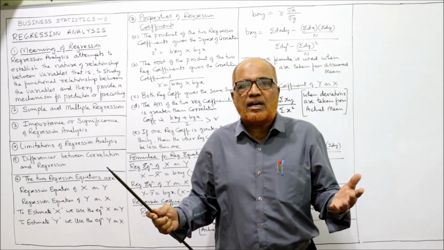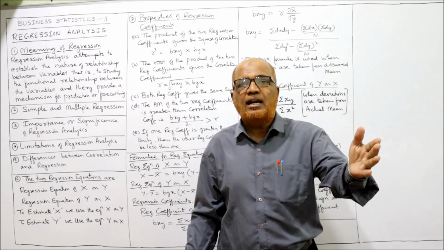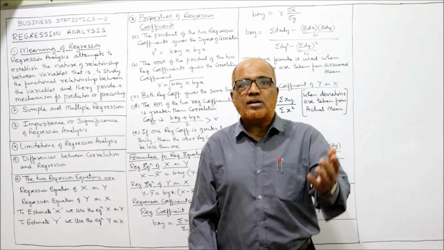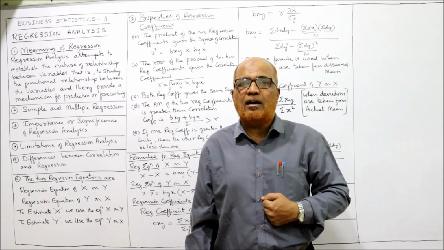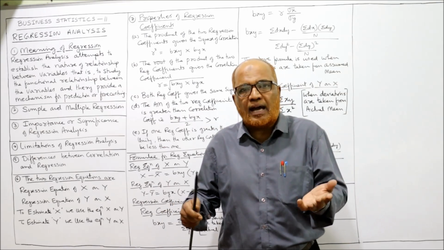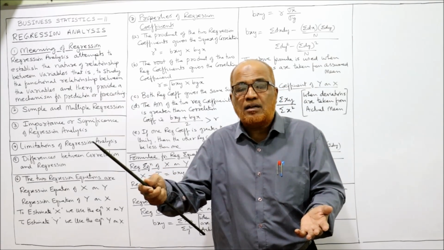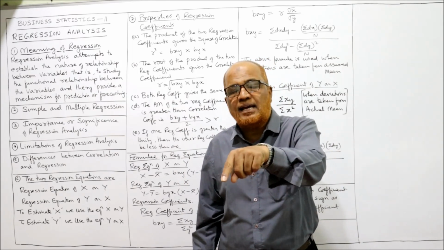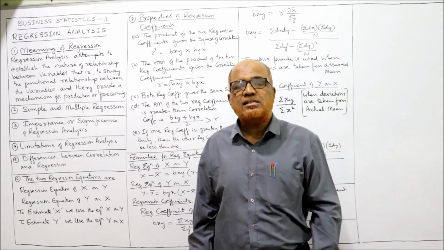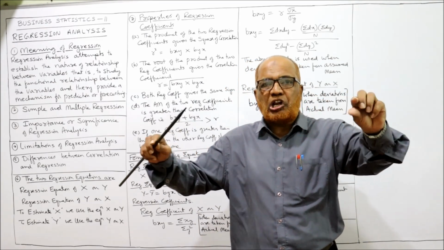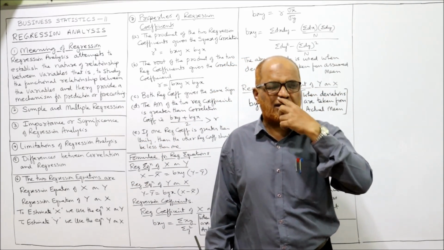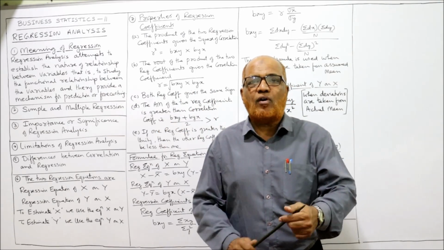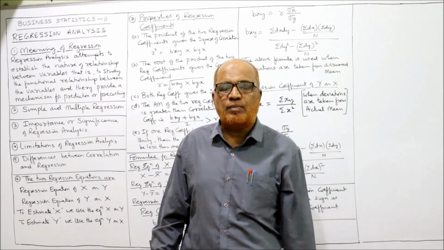So in simple words, we can say advertisement is independent, whereas sales are dependent. Because advertisement is in our hand, we can spend more, we can spend less, but sales depends on advertisement. So sales are dependent variable, advertisement is independent. Now we make a functional relationship between sales and advertisement so that we can be able to predict the sales for any given amount of advertisement.